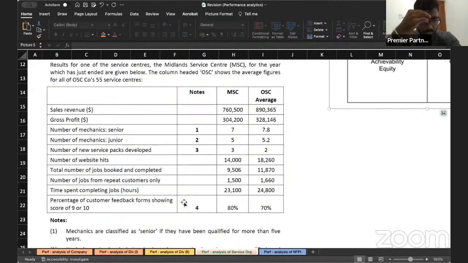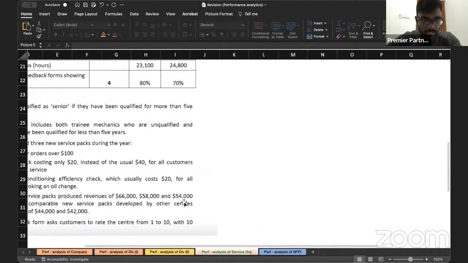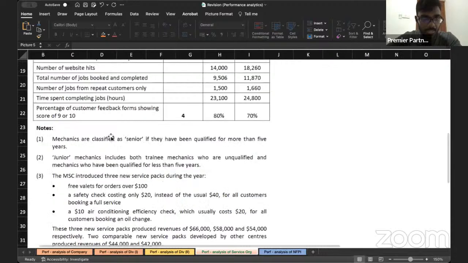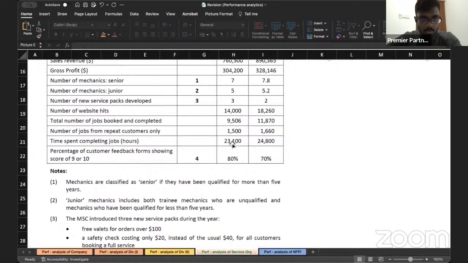What do we talk about flexibility, people? Resource utilization. Resource utilization, you can talk about the time spent completing jobs. So you can take the average number of hours per job. Total jobs 9,506. Total time spent for all the jobs 23,100 hours. So you take the average hours, people. Divide 23,100 by 9,506. Do that.